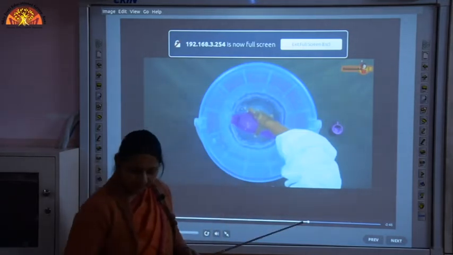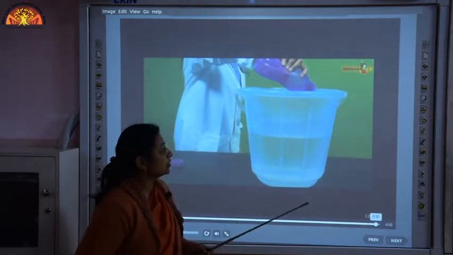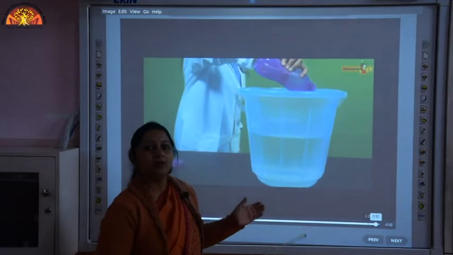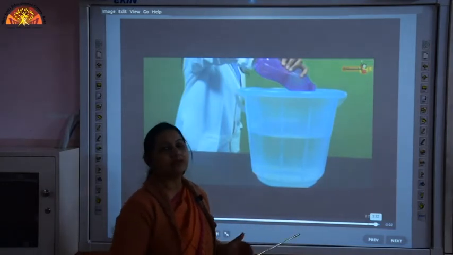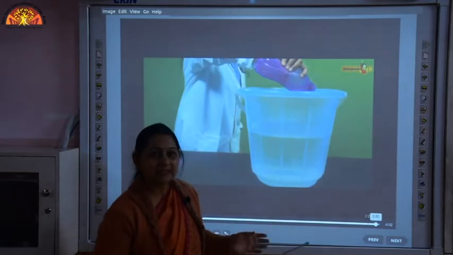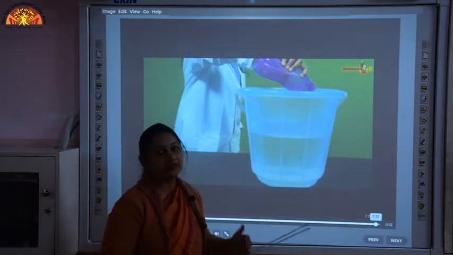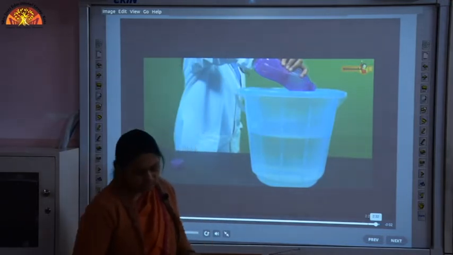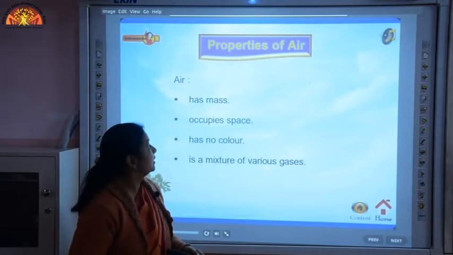water, and then we can see that the water is filled in the bottle. This shows that air which was filled in the bottle was displaced, was removed, and then the water took its place. So, this activity shows that air is present everywhere, even in the empty cans and bottles. So, this was an activity to show the presence of air.